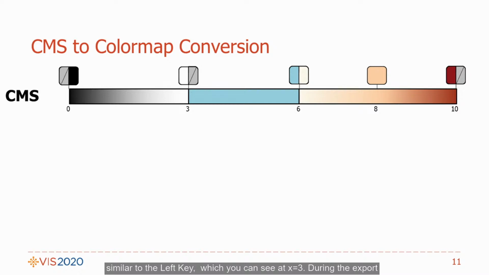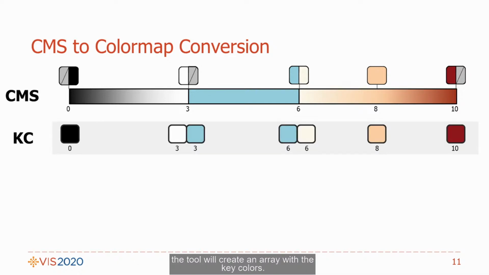During the export, the tool creates an array with the key colors. For keys causing a discontinuous transition, the algorithm adds 2 colors to the array, and for the other key types a single color. The left key and similarly the nil key have an undefined color for the CL, and they use the CR color from the following key. In the example, this is the blue color at X is 3.